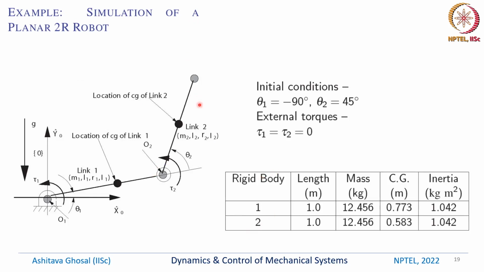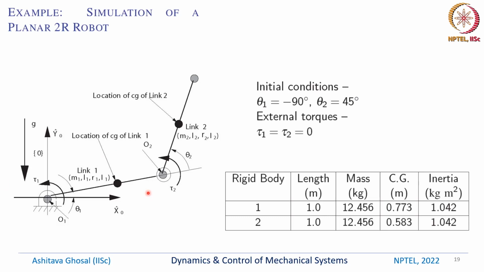So once we have those 4 first order equations in the required state space form, we can give some initial conditions. So for this simulation, we are choosing theta 1 as minus 90 and theta 2 as 45 degrees. So what does it mean? This link is hanging down because it is minus 90. So this angle is minus 90, and then theta 2 is 45 degrees. So we have a link which is hanging down, and the second link is like this at an angle of 45 degrees. And there is no torque.